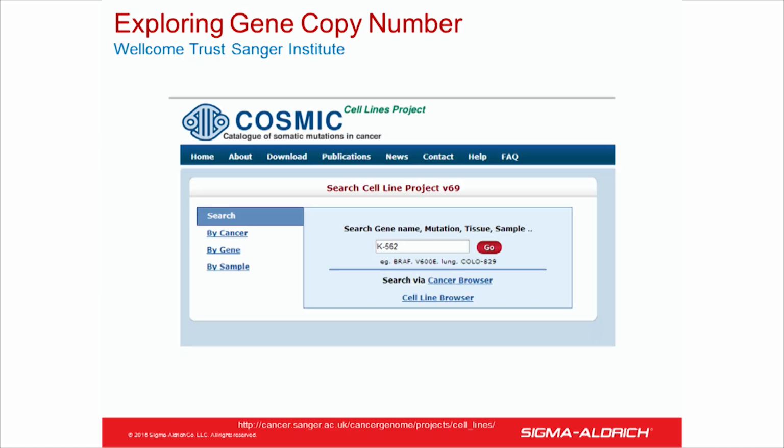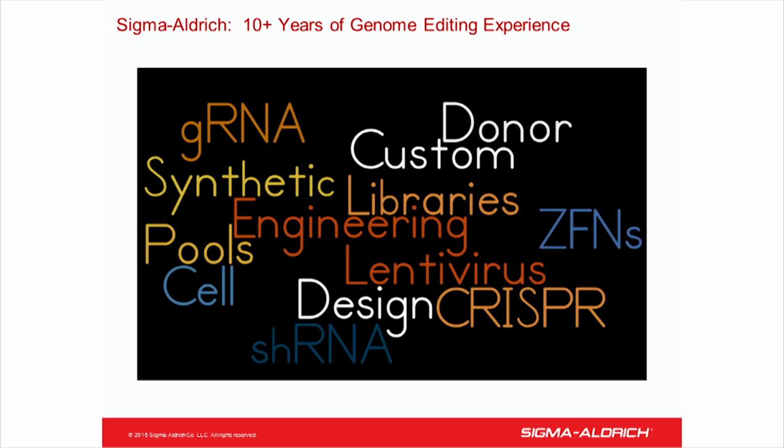If you want higher resolution, the Wellcome Trust at Sanger has a great site called Cosmic. So if you want to look at K562 cells, you can type that in, and they have much higher resolution maps of chromosomes where you can look at copy number. If you're wondering about targeting a certain region in a cell, you can go look at this and get an idea of what you're in for. So that's all I've got for right now.